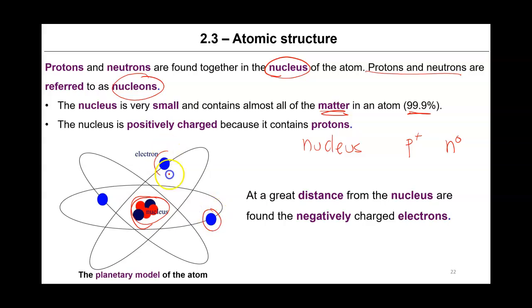The electrons are found at great distance from the nucleus, kind of orbiting the nucleus like planets around a sun. So for this reason, sometimes this model is referred to as the planetary model of the atom.